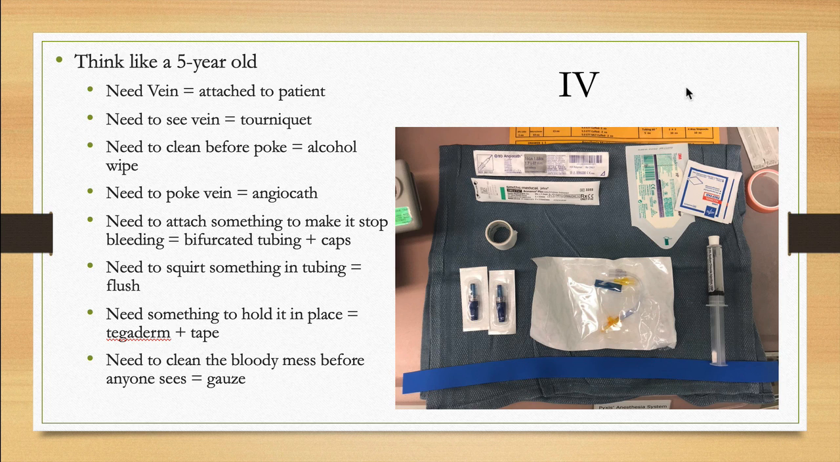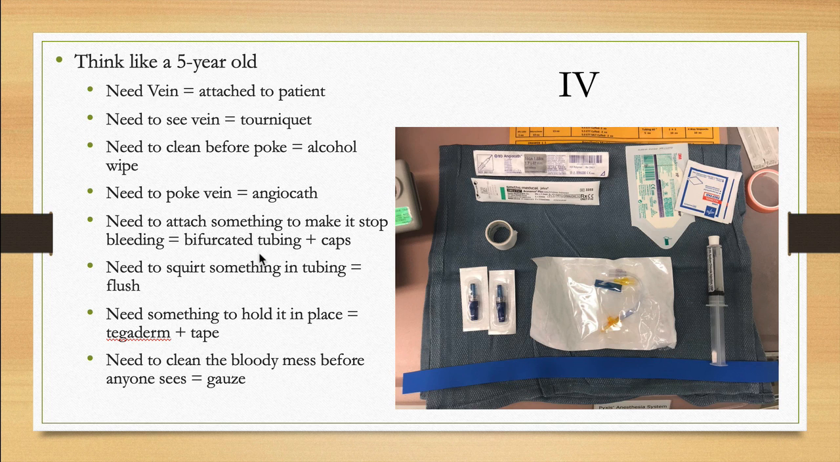So utilizing this silly approach, if I were thinking about what I needed to place a peripheral IV, I would say to myself, boy, I need a vein. Oh, okay, cool. So that's attached to the patient. Great. Well, I need to be able to see the vein. Oh, okay. Well, if I put a tourniquet on, I might be able to see the vein better. And I should probably clean before I poke a patient. So maybe I should get some alcohol wipes. And once everything is clean, I need to poke the vein. Oh, yeah, that's right. So I should get some angiocaths.